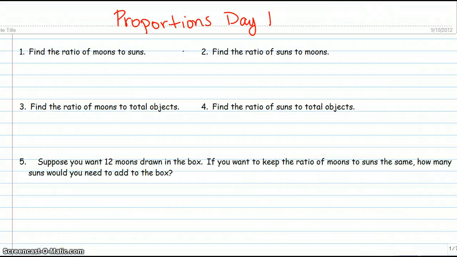We need that because it says, what is the ratio of moons to suns? Well, we had 6 moons, so you write 6, and we had 8 suns, so we write 8, and then you can use a colon like this. That's how you can write a ratio. Another way to write that same ratio is 6 divided by 8. Those mean the same thing.